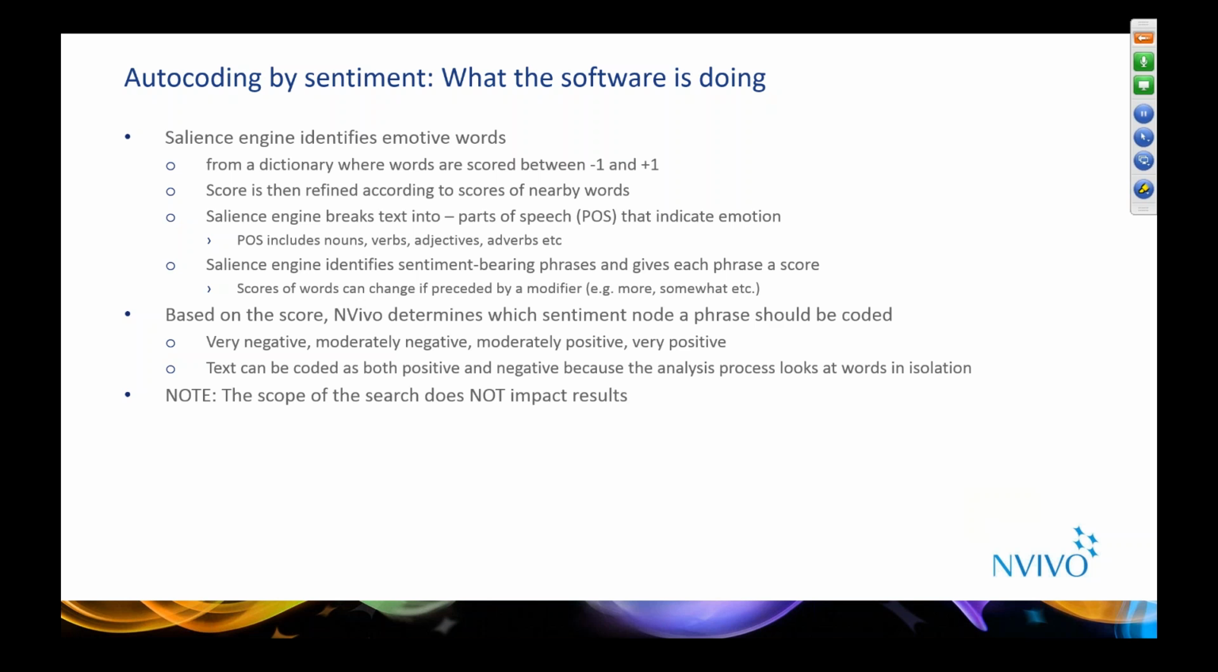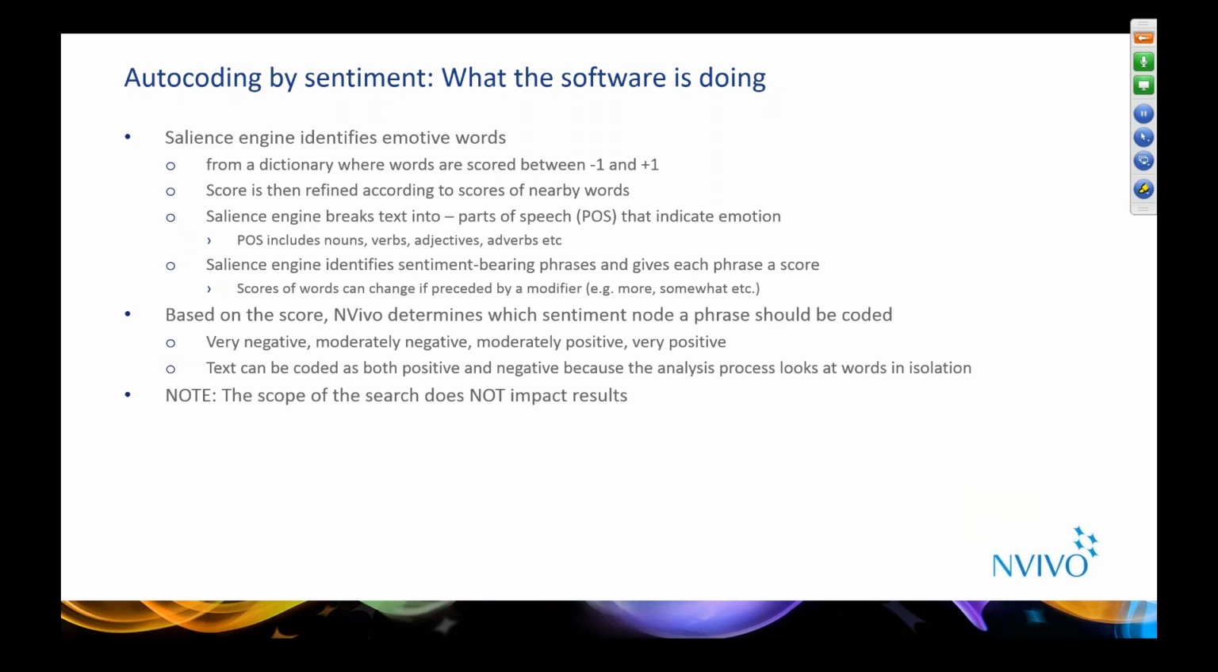With autocoding by sentiment, it doesn't matter what the scope of your search is. That doesn't impact the results the way automatic coding by themes does. With automatic coding by themes, you got different results if I looked at all my focus groups in one go, or if I looked at individual ones. Or the same thing in a survey: if I looked at the whole survey with all the open-ended questions, or just individual ones, I'd get different results, which are more precise the more specific or narrow my scope is. But with the sentiment, it doesn't matter. It doesn't make a difference.